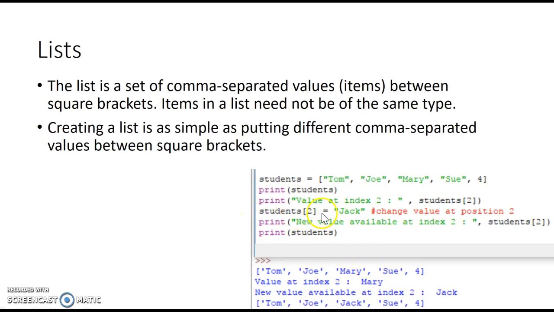I can change the value at a position. If I want to take Mary out and put Jack in her place, I can say students 2 is now equal to Jack. That changed the value at position 2. Print the new value at index 2, same comment as before. You can see now it's Jack, and I'm going to print my whole list. You see Mary is gone and Jack is there. So this is how we replace a value at an index position.